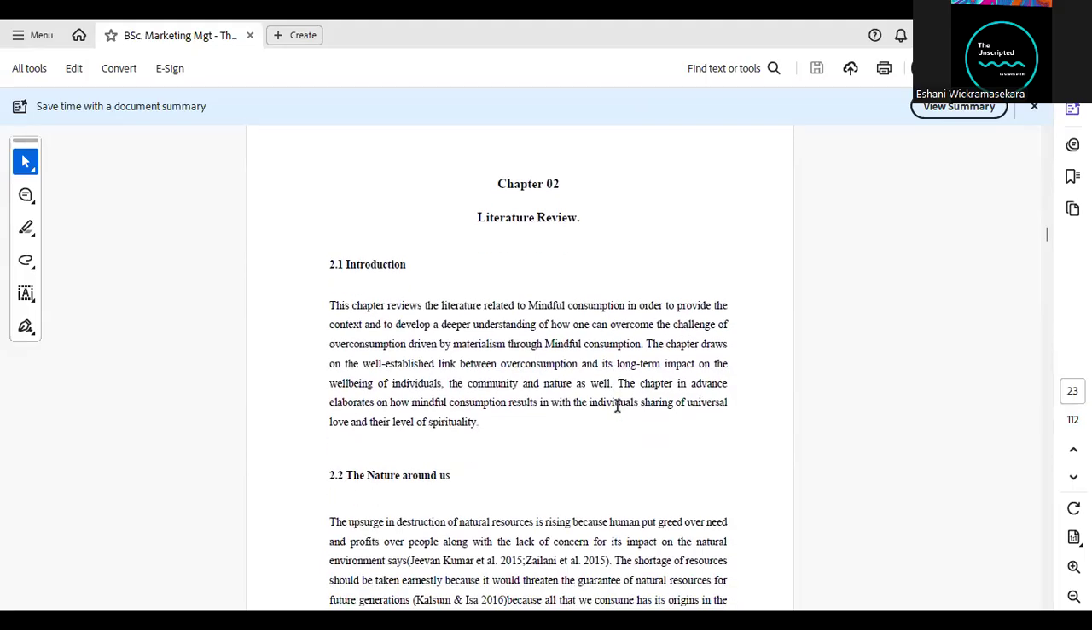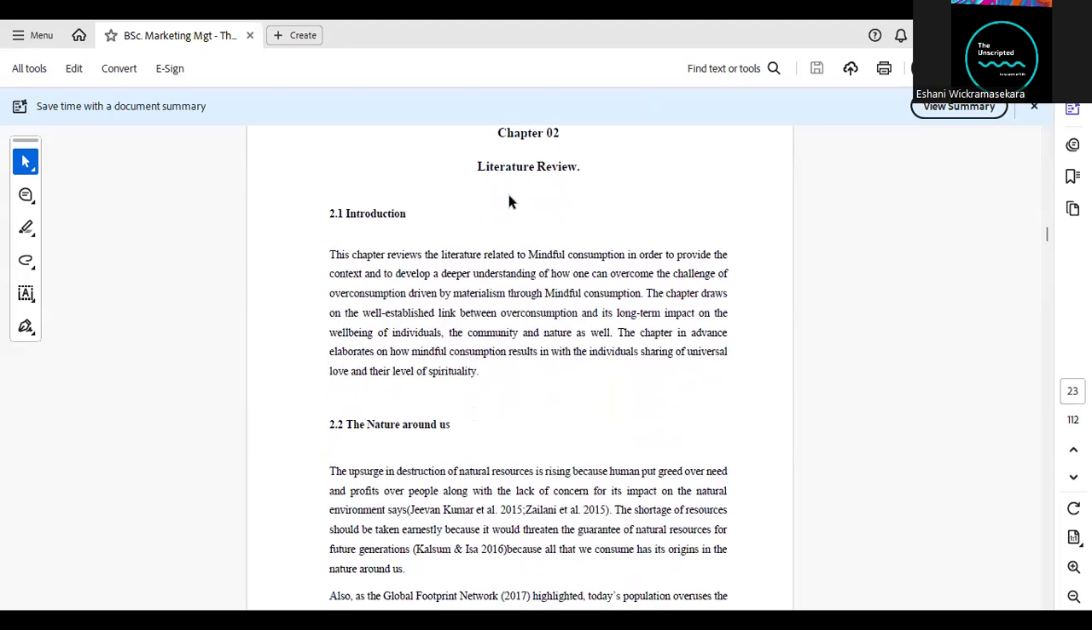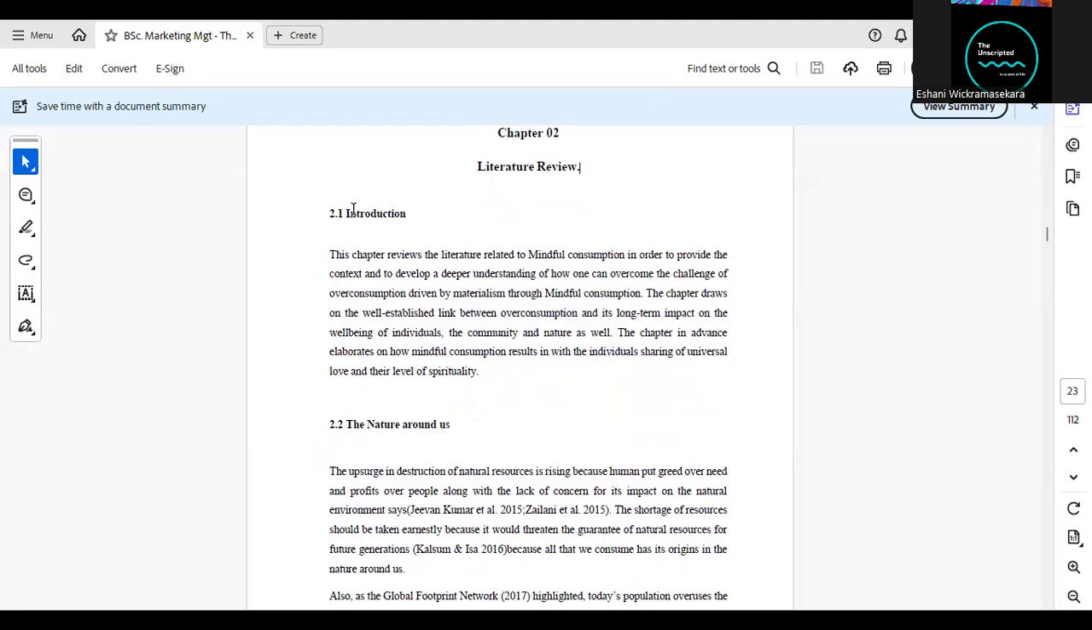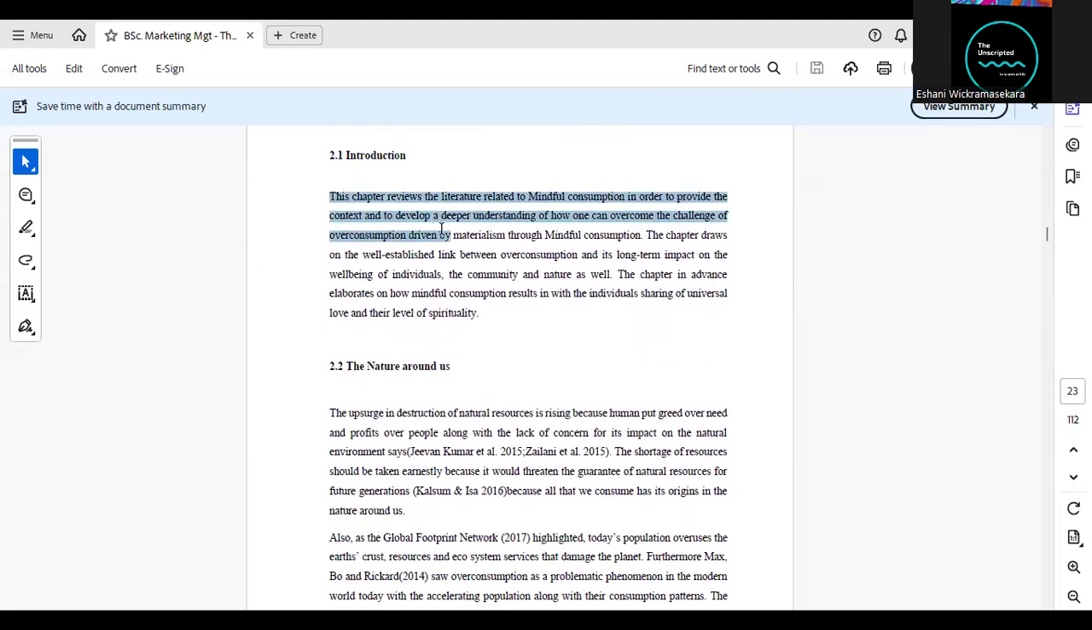So this is how I wrote my literature review chapter. Here you need not have a full stop, okay? Because for headings, we don't use a full stop. And then this has to be the chapter introduction, right? Like I said, what is this chapter consisting of? Here, this chapter reviews the literature relevant to mindful consumption in order to solve the problem that has been identified, right?